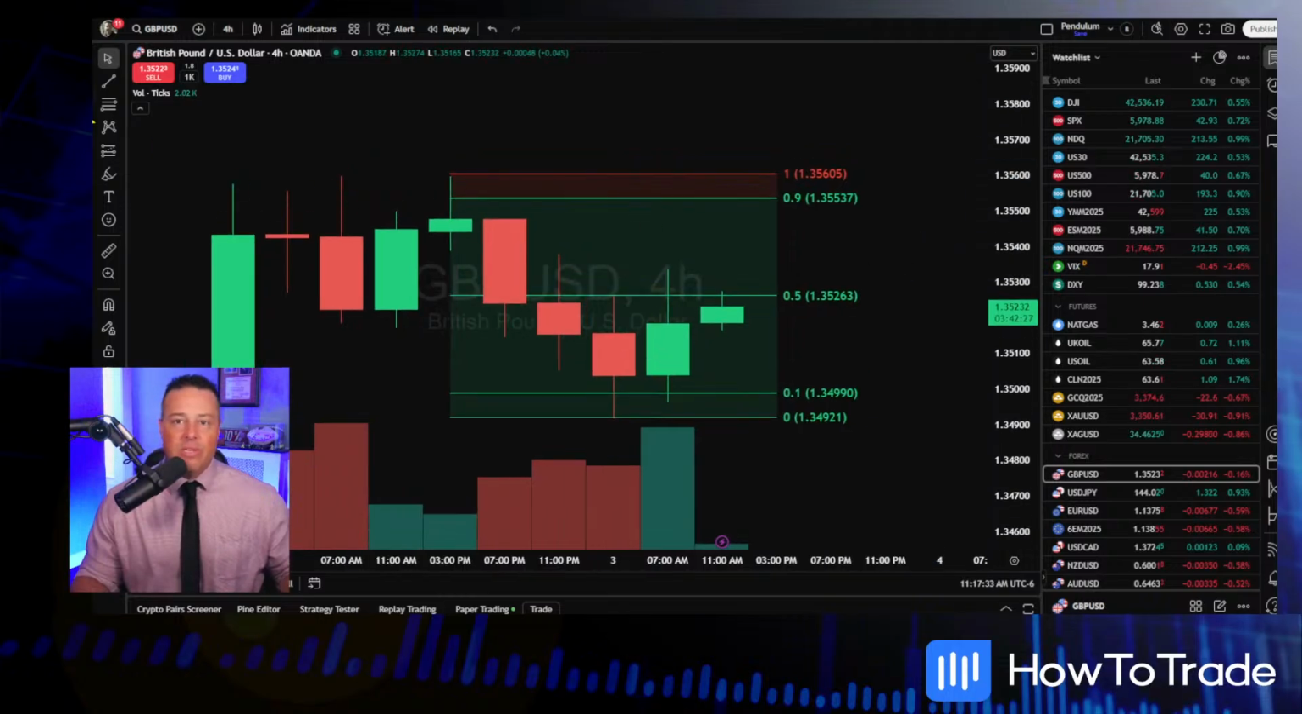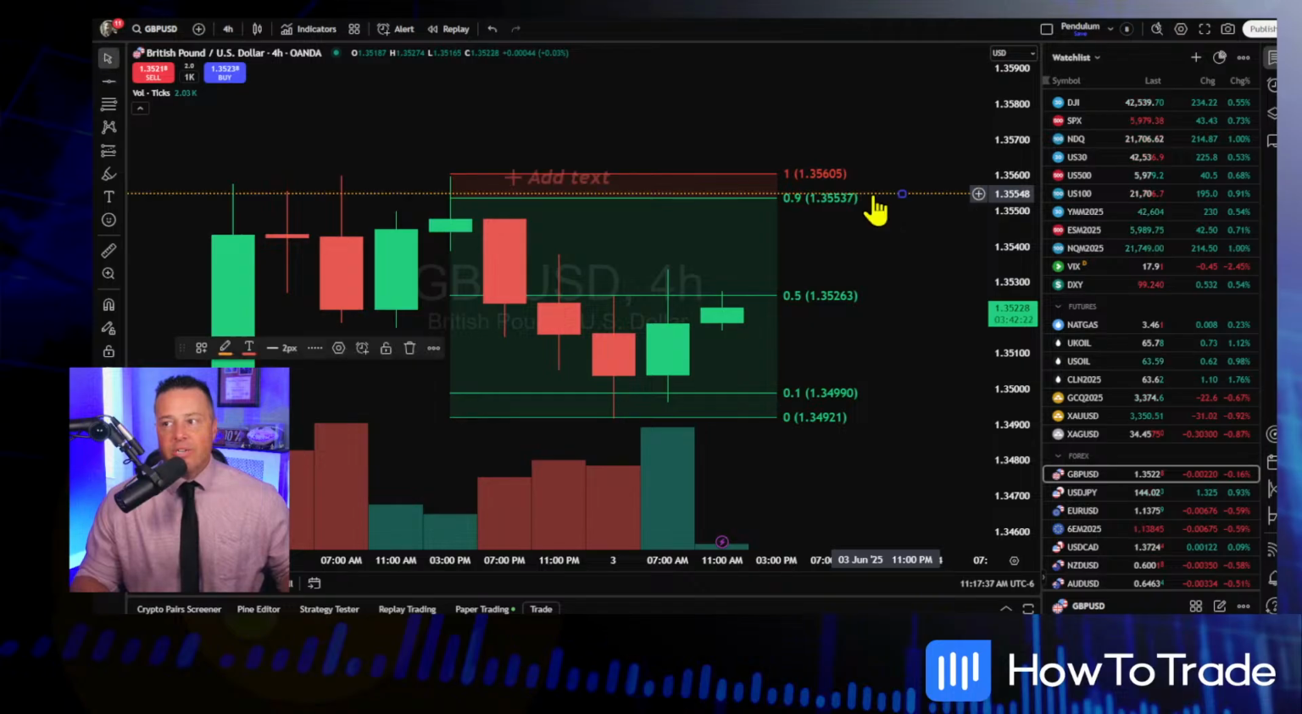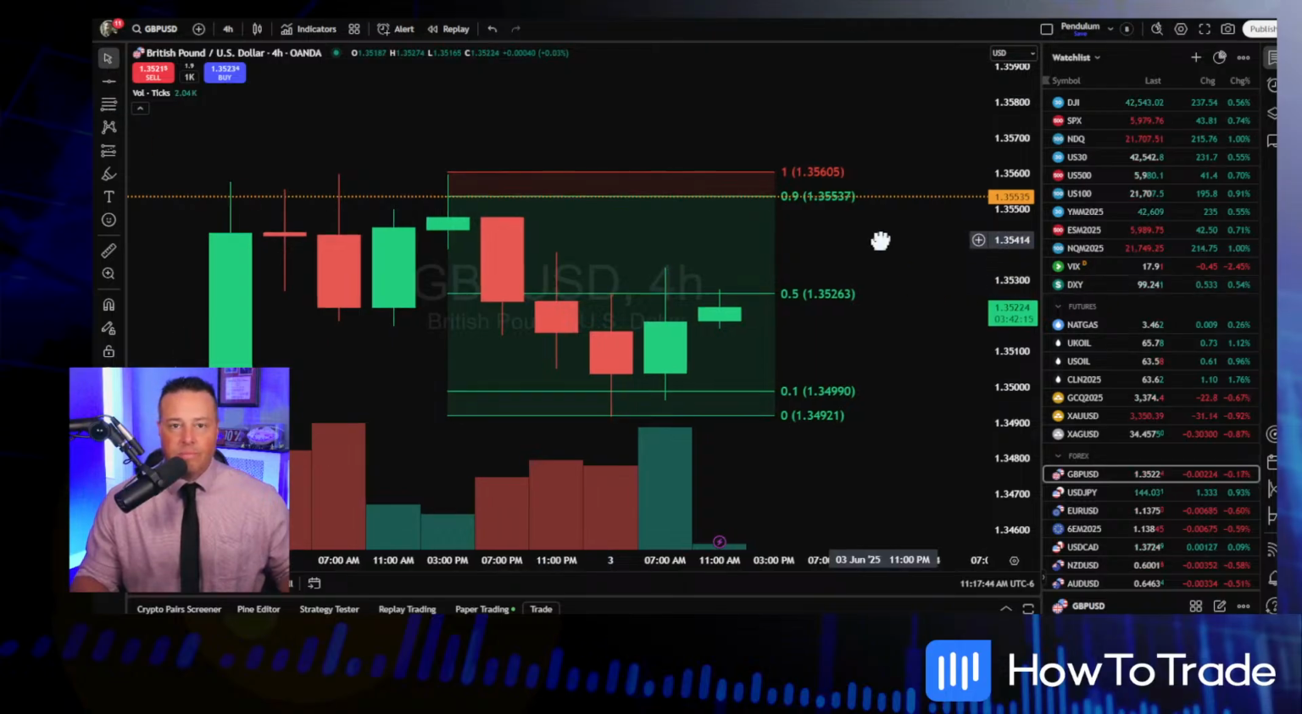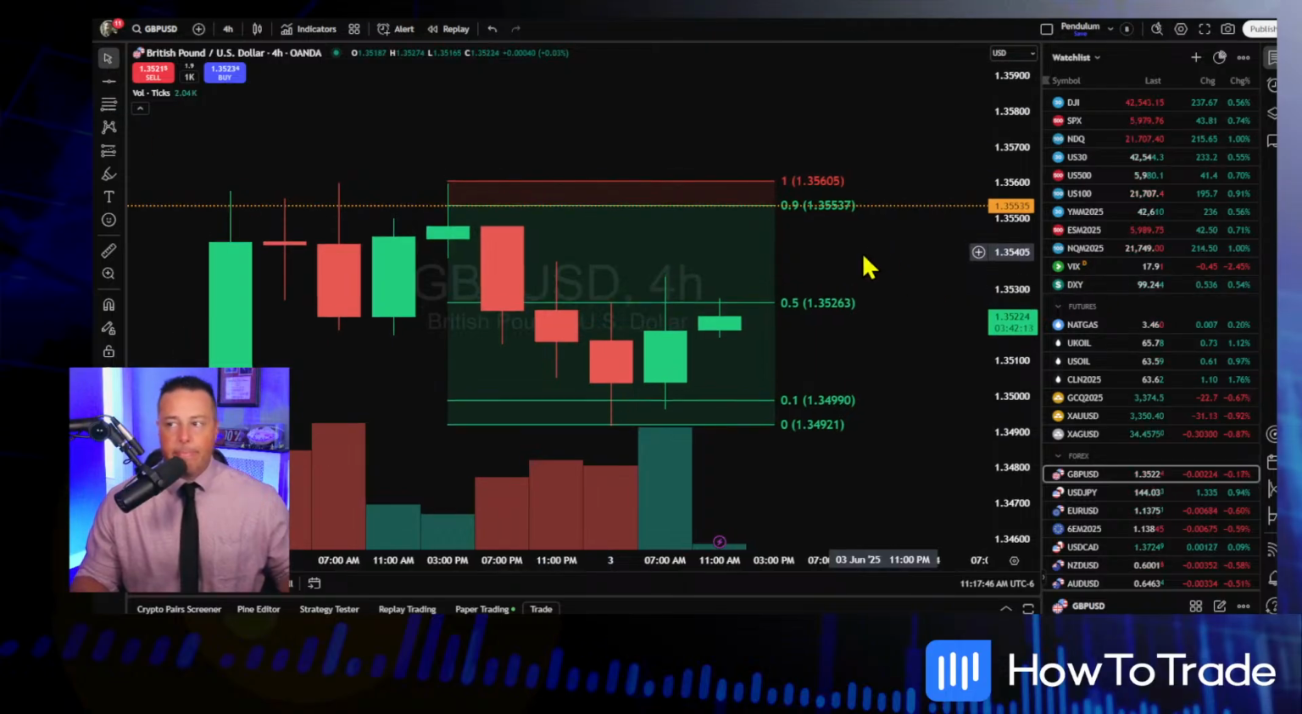Okay, so let's go ahead and build this trade out. I'm going to show you exactly how to execute it. So right here, that's your entry point. So if your entry point is right there at 0.9, where is your stop loss going to be? A couple ways to do it. Here's how you need to do it.